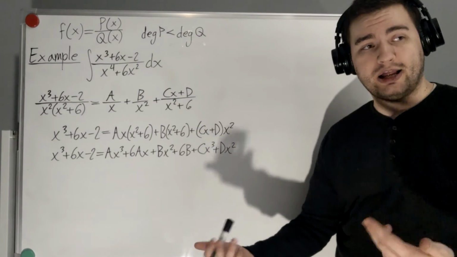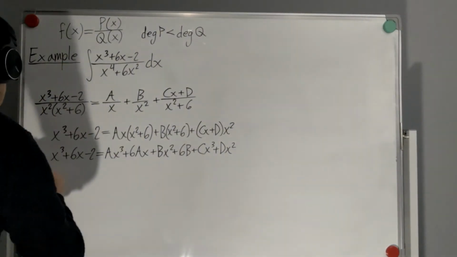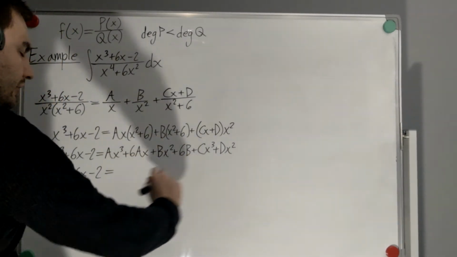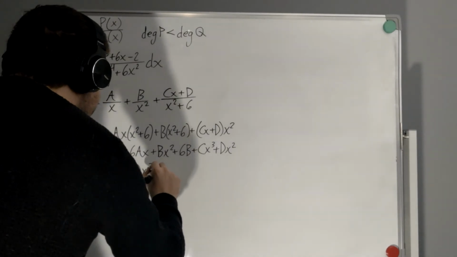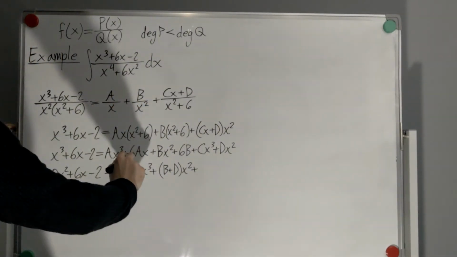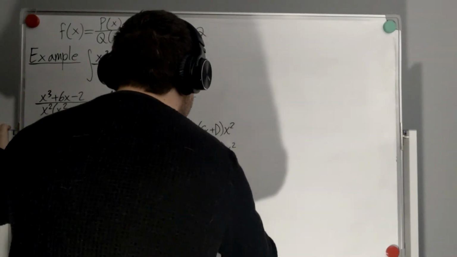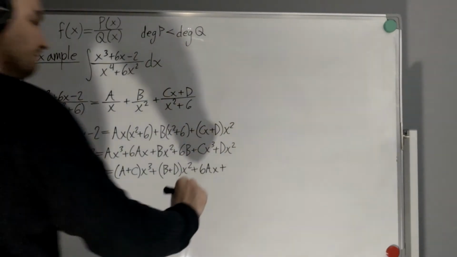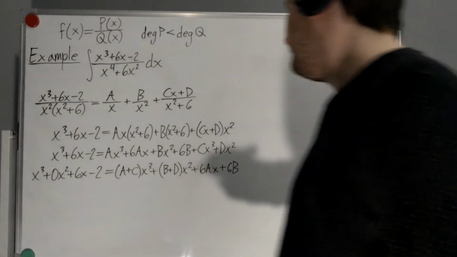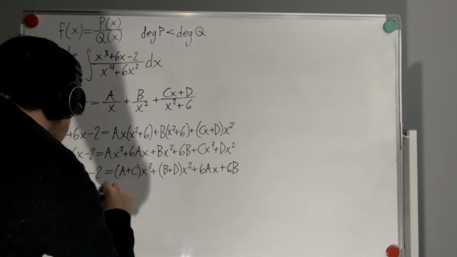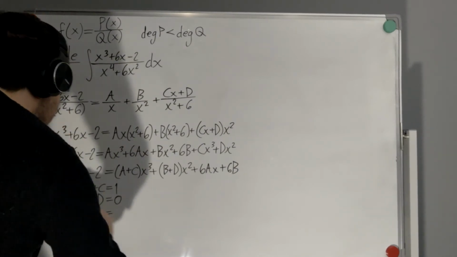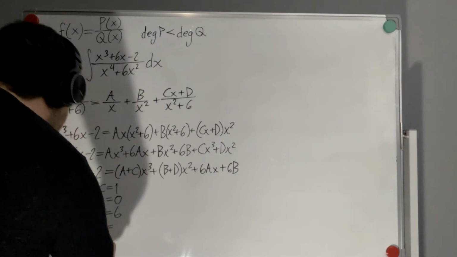We combine like terms in powers of x. So now x cubed plus 0x squared plus 6x minus 2 equals A plus C times x cubed, plus B plus D times x squared, plus 6Ax, plus 6B. And then, as usual, corresponding coefficients are equal. So that means A plus C has to be 1, B plus D has to be 0, 6A has to be 6, and 6B has to be negative 2.